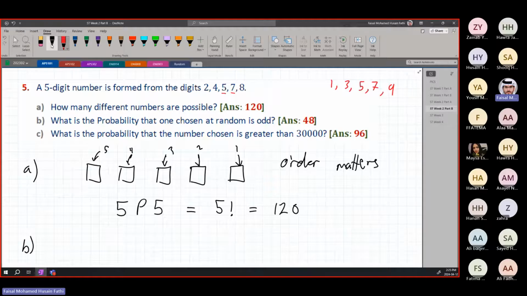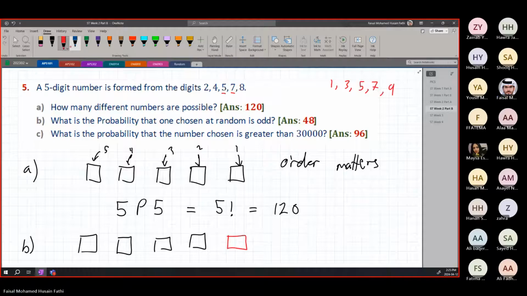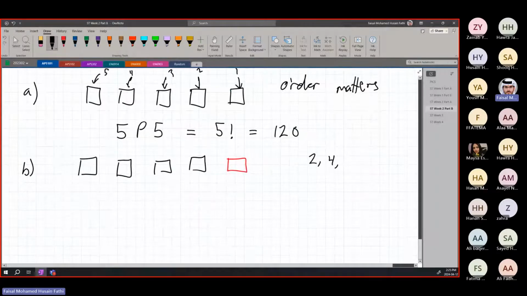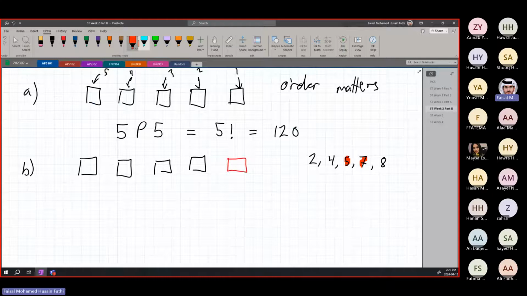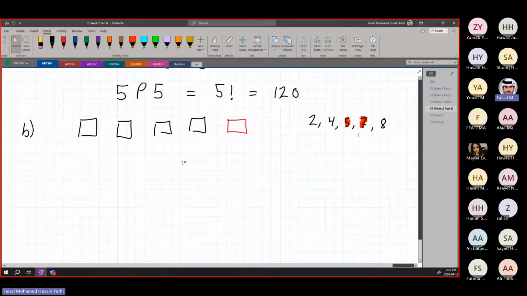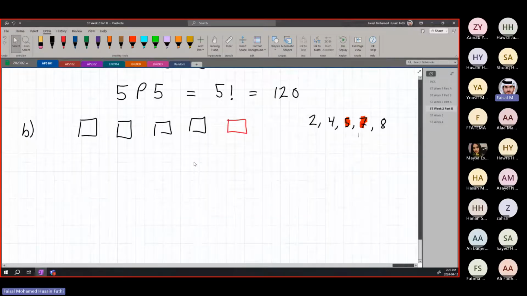Okay, so we know that for the first 4 numbers, it does not matter what they are. The only thing that is important is our last number over here. But the choices now are going to be different. How so? The numbers are 2, 4, 5, 7, and 8. One of these two numbers, the 5 or the 7, has to be in the last box, in the red box. So how would we look at this from a permutation standpoint? We know this is all permutation. Order is important in all of this because we're dealing with numbers.